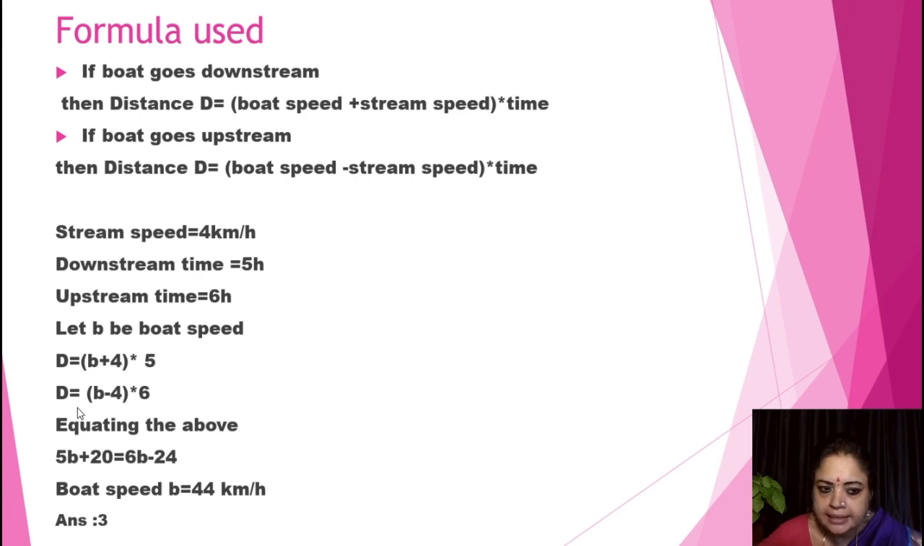Similarly, the next step will be the formula for the upstream. The distance d will be equal to (b minus 4) into 6, because it is going upstream: b is the boat speed, minus 4, into 6, that is the upstream time. Now equate the two distances, because it is coming back to the starting point, so the distances are the same. Equating the above, it's simple algebra. You can find out the boat speed is equal to 44 km per hour. So the answer to the above question is option 3.